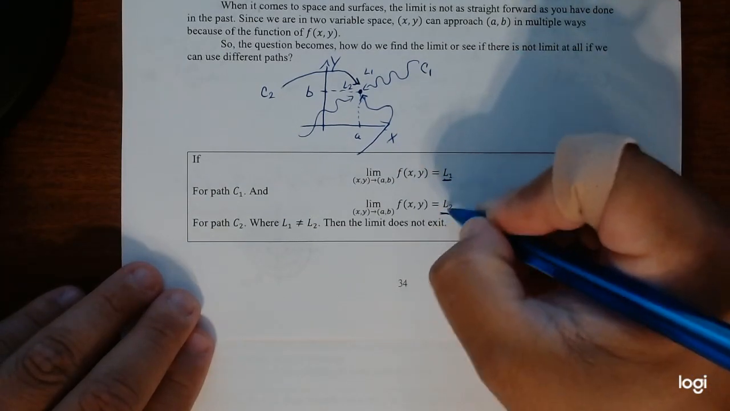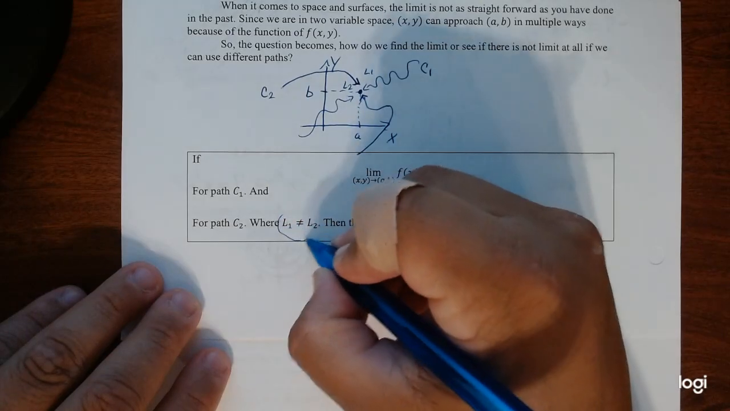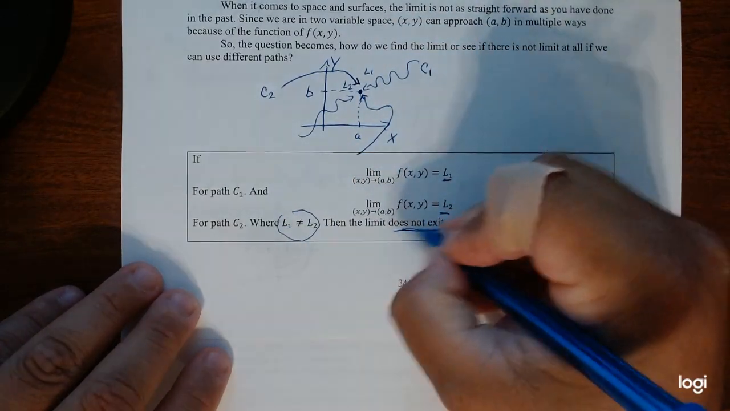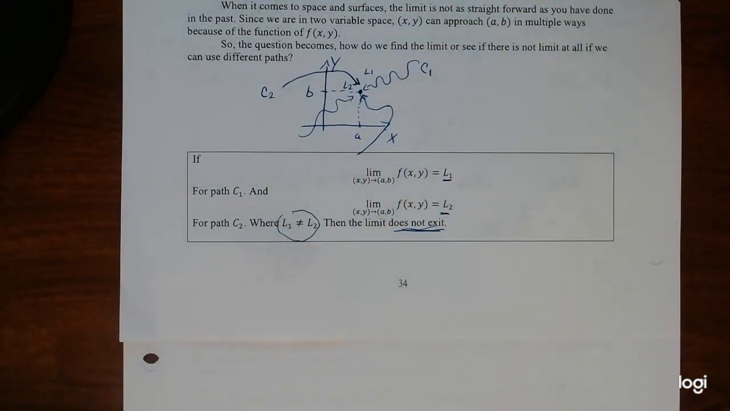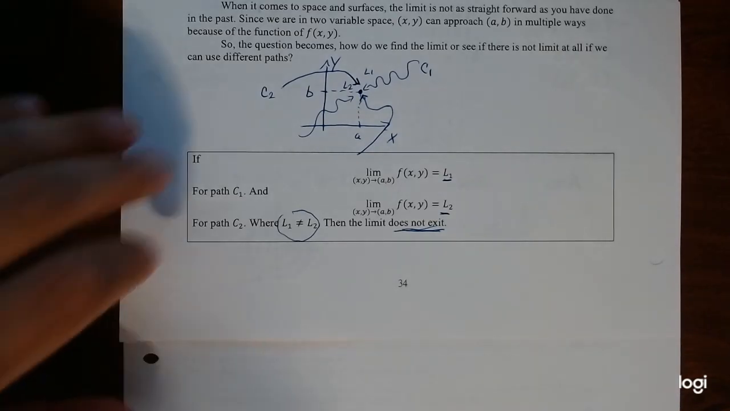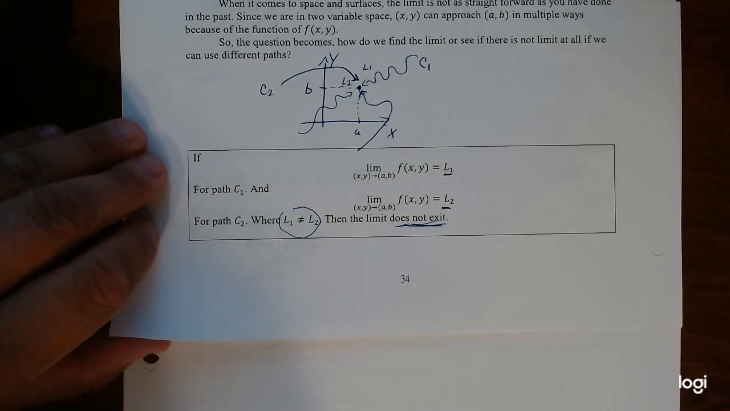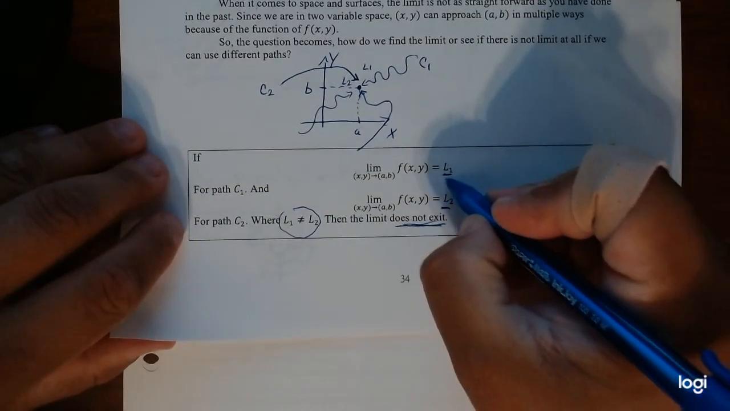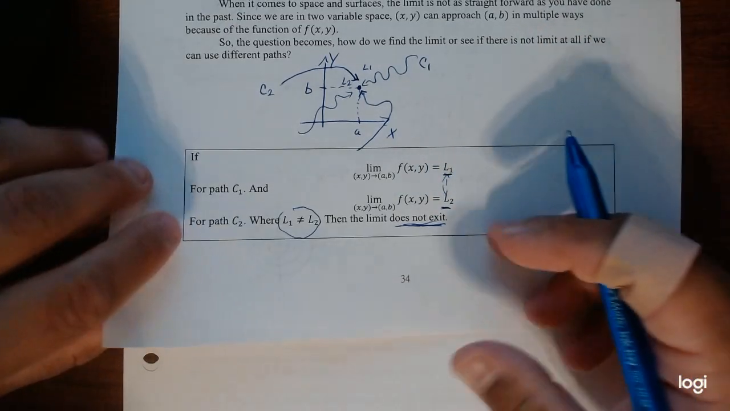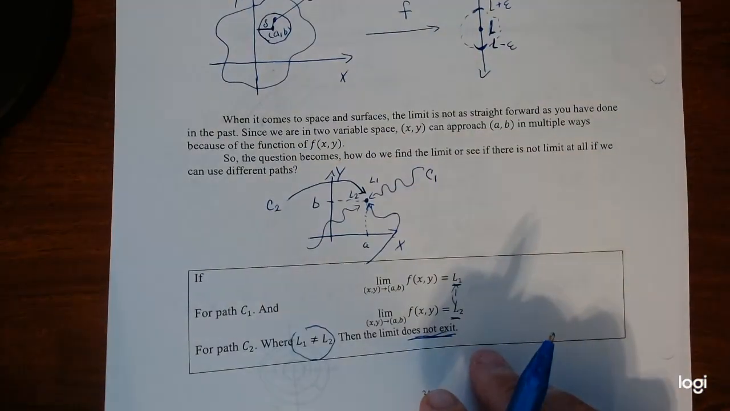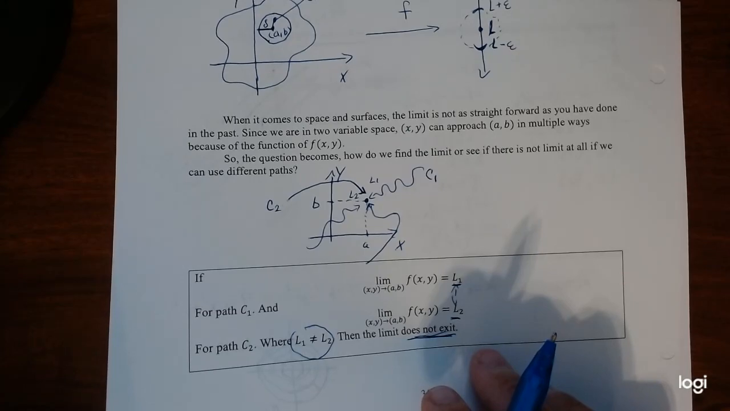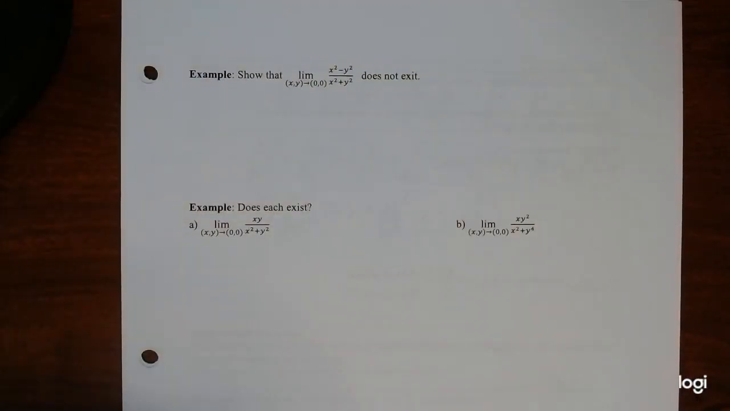Now, if these numbers are different, then the limit does not exist. That's how we're going to apply the limit does not exist. By contrast, you can tell the limit will exist if they both equal the same number, right? So both paths go arbitrarily to the same number. Okay, so why don't we try a couple of examples out so we can see what's going on here.